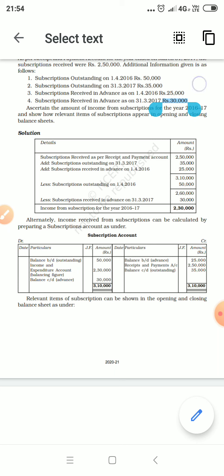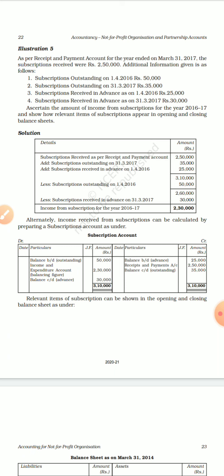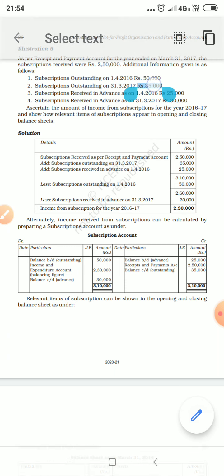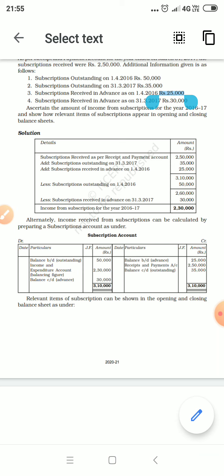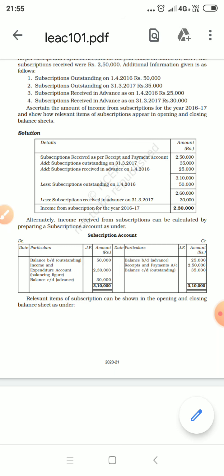So with this 2,50,000, we have to add current year's outstanding, that is 35,000, and we have to add previous year's prepaid 25,000. Then we have to subtract previous year's outstanding. We are assuming that in this sum the total amount of previous year's outstanding is received during the current year because no other information is given. So the full amount of previous year's outstanding we have to subtract, and the full amount of current year's received in advance we have to subtract. That is what is being done in the illustration solution.